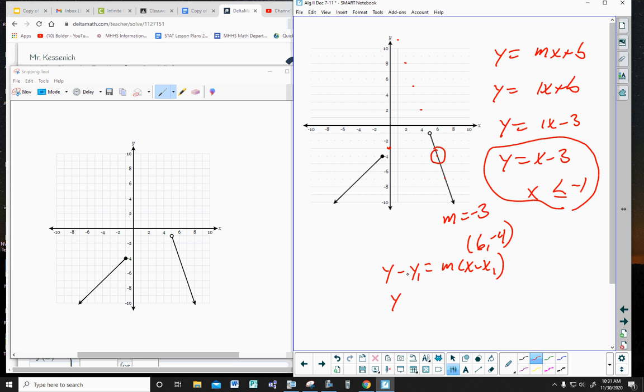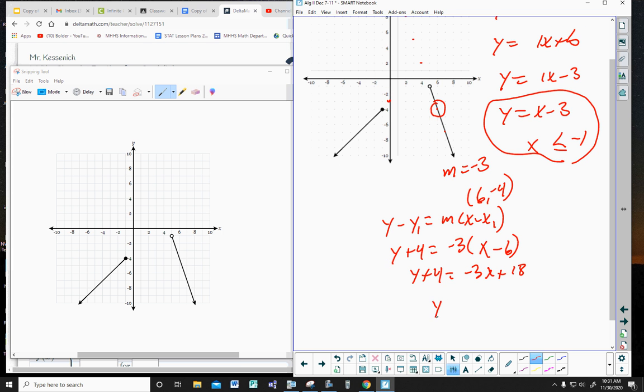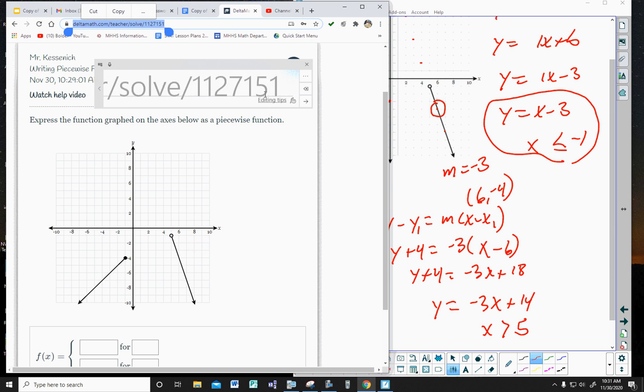So y minus -4, which is y plus 4, is equal to -3 times x minus 6. So y plus 4 is equal to -3x plus 18. Subtract the 4: y is equal to -3x plus 14. And it's good to the right of 5.